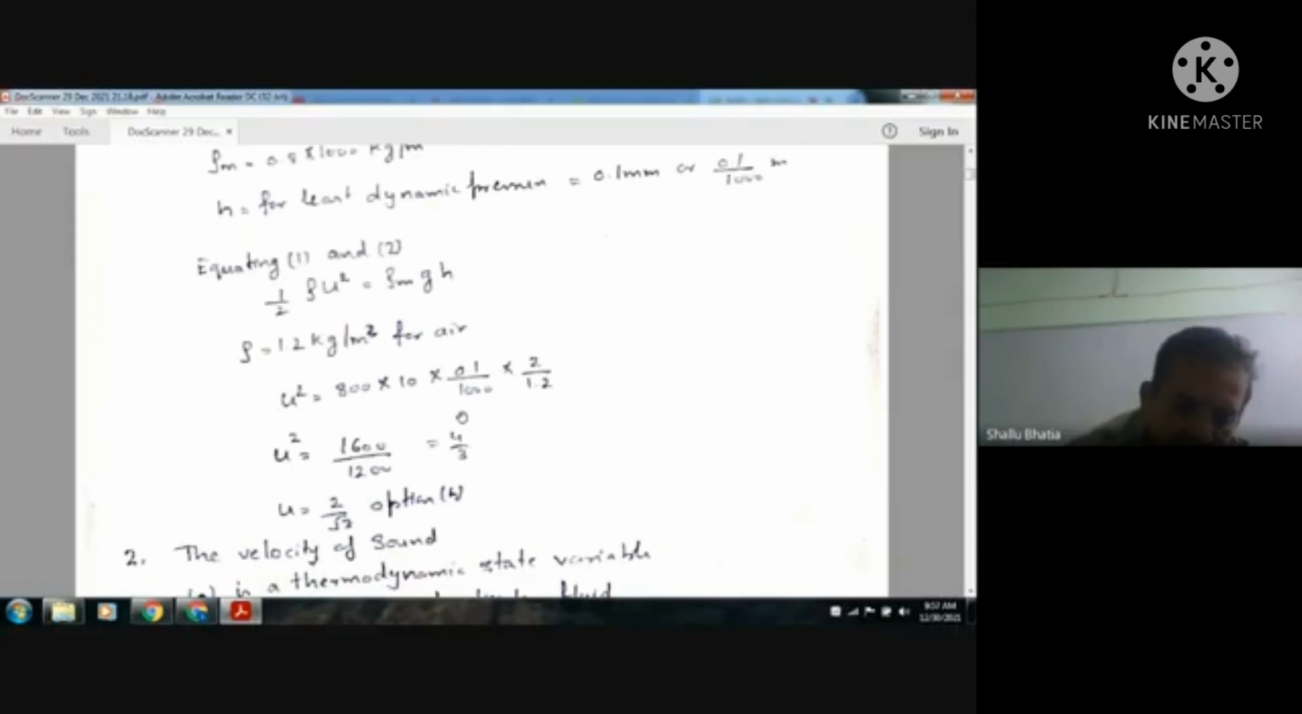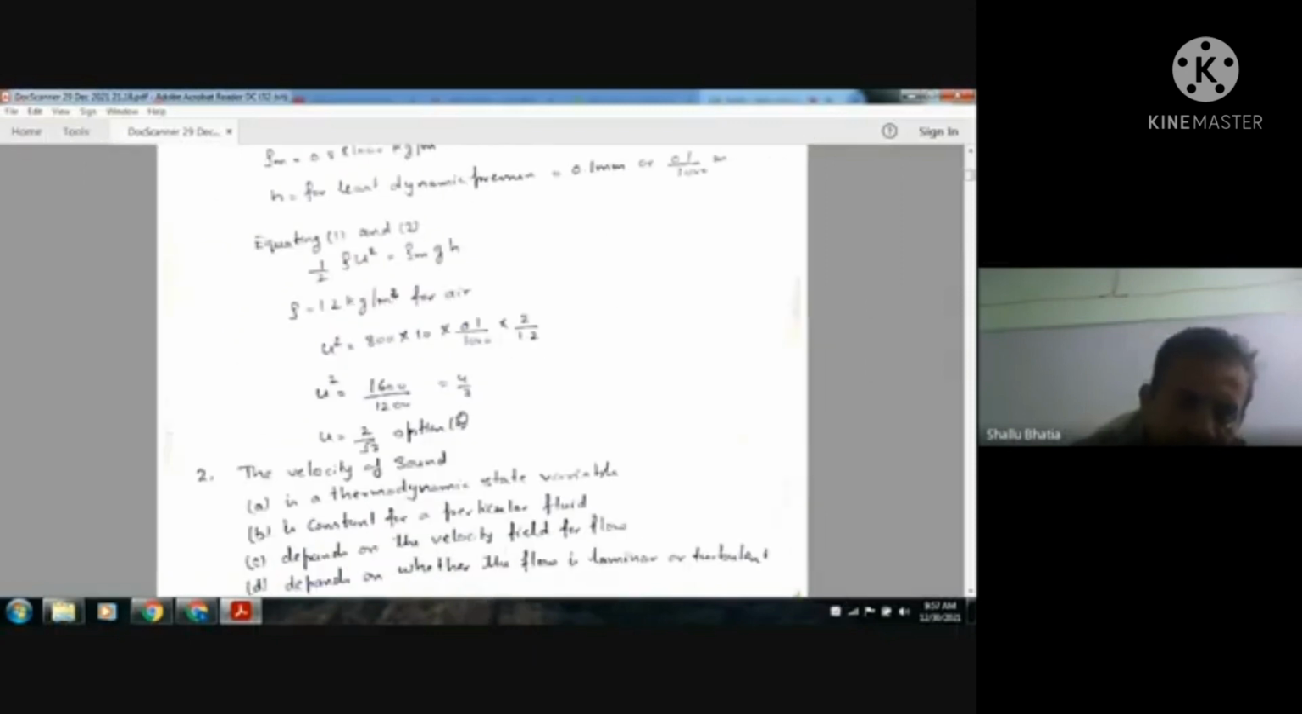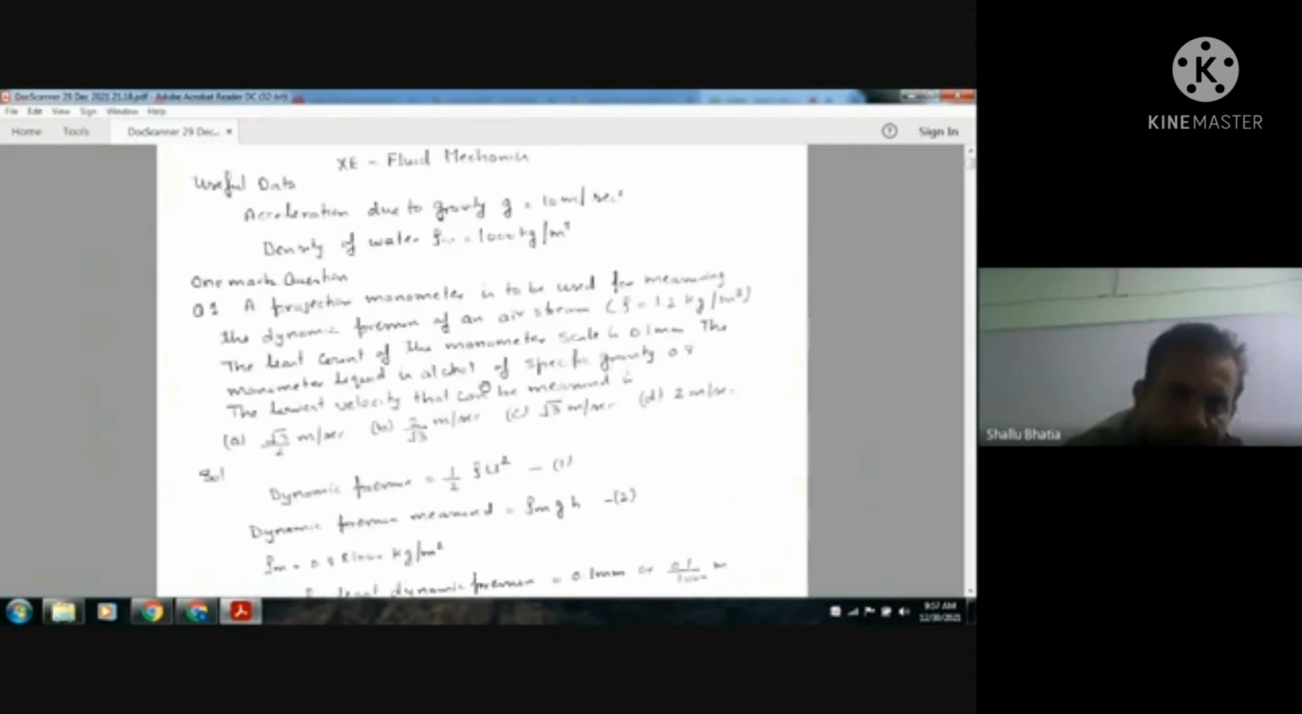We can find u square, that is 1600 by 1200, or 4 by 3. Or u is 2 by root 3. So option B is the right answer.